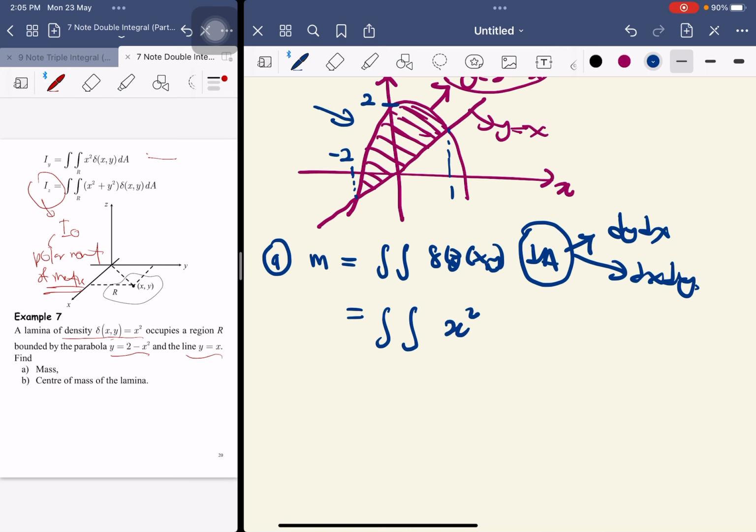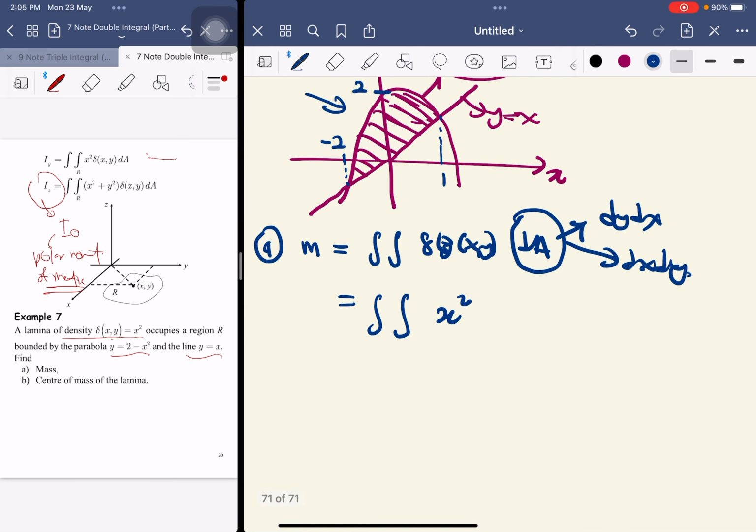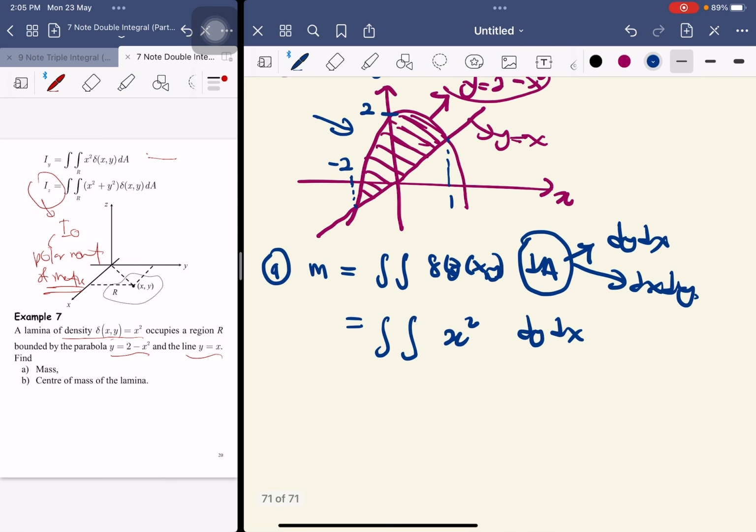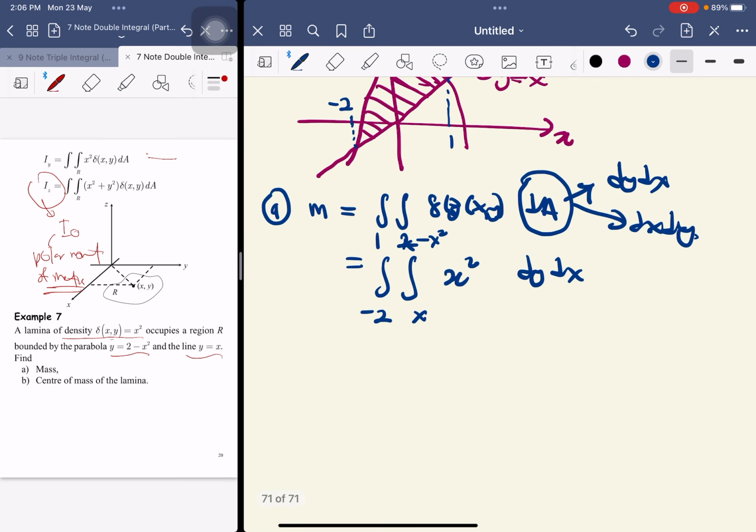Say for example, the order of integration that we choose is dy dx. Finding the limits is the same as what we discussed previously. If I choose this order of integration, the limits will be -2 up to 1 for x, and the limit for y is between x up to 2 minus x square. If you solve this, you will get that the mass of this bounded region is equal to 63 over 20.